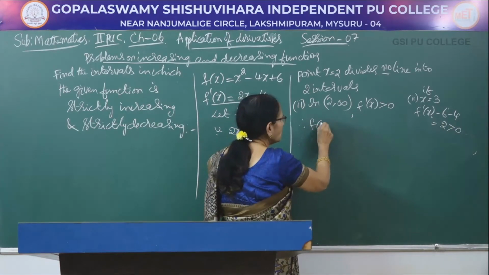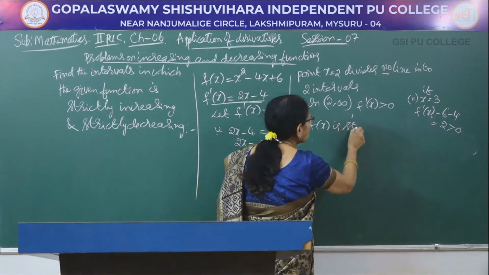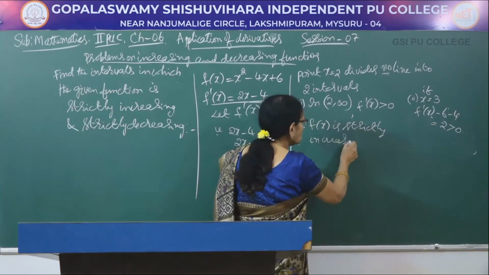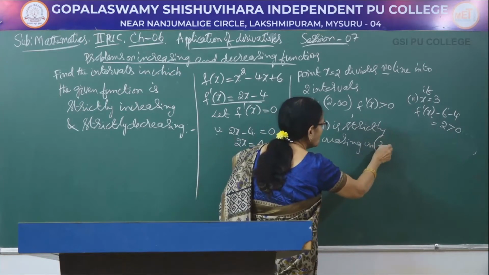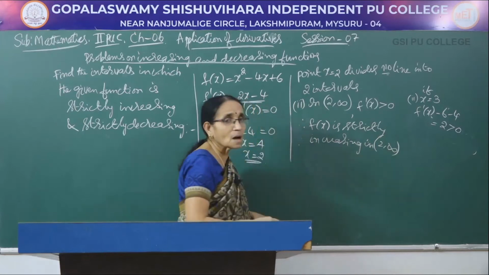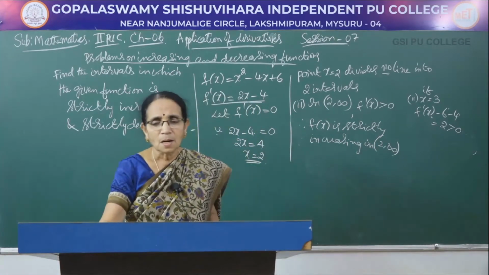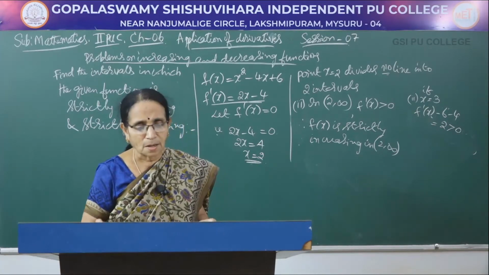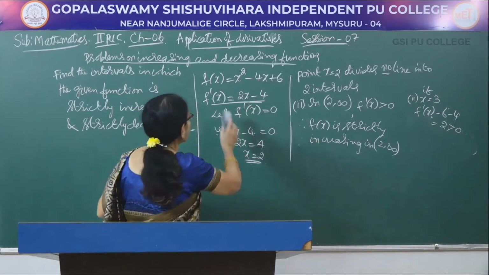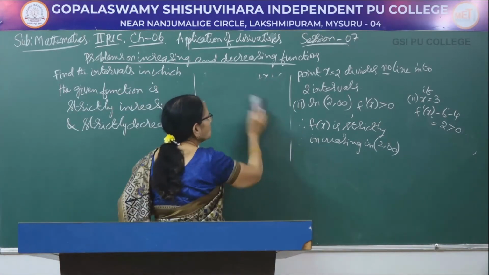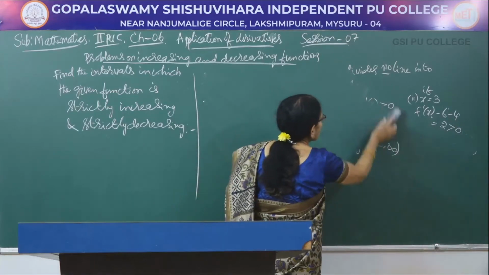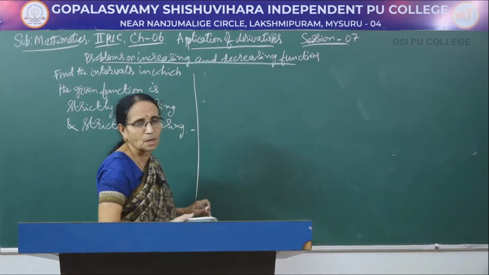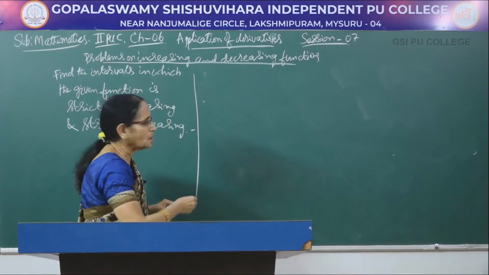Therefore, the function f(x) is strictly increasing in the interval 2 comma infinity. This is the answer we wanted. See, you have to find the intervals in which either it would be increasing or it would be decreasing. So, this is how we have to solve the problems. First, as soon as the function is given, you just consider the derivative of that function. Now, let us move on to the next problem.